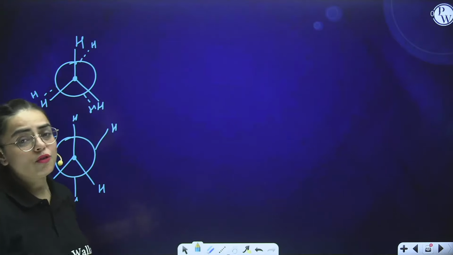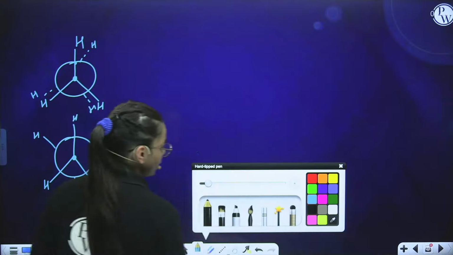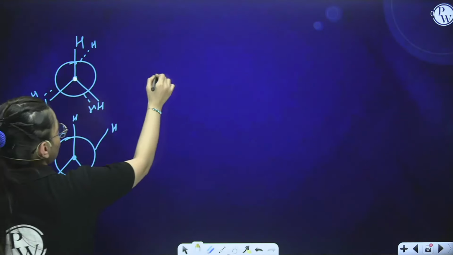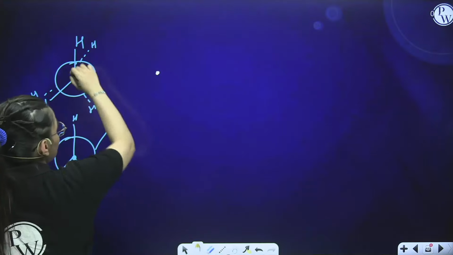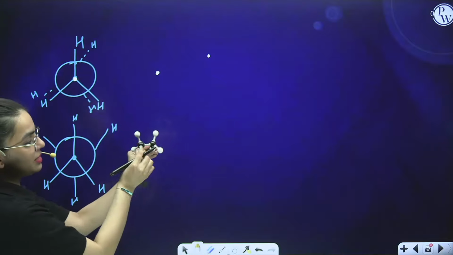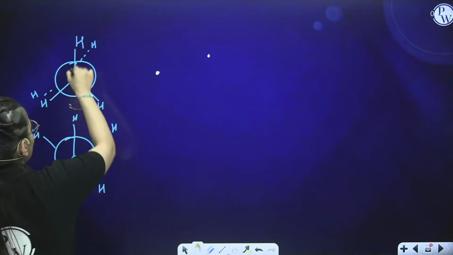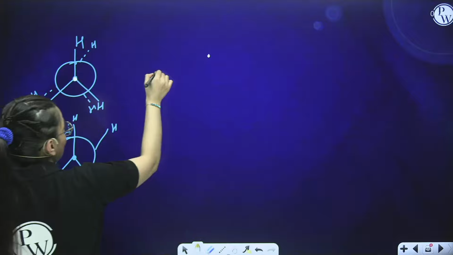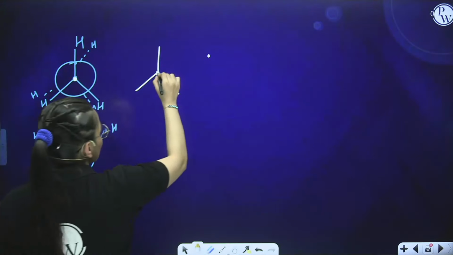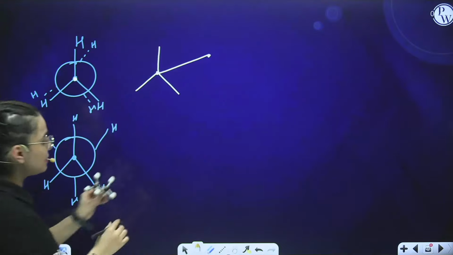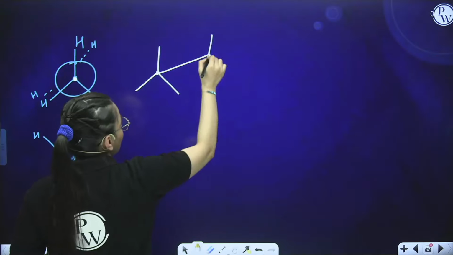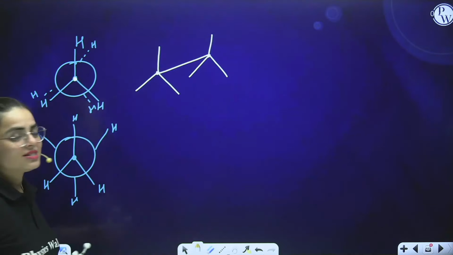To make it in the form of a sawhorse projection formula, I am going to put this as my first carbon atom, the bigger circle, and this as my second carbon atom. It was like this. Now I am representing it like this. Clear? Now, it is making an opposite Y like this for the hydrogen atoms. Then this is the bond between the two carbon atoms. Then again an opposite Y. So this is the sawhorse eclipsed form.